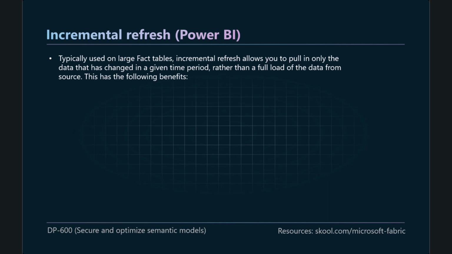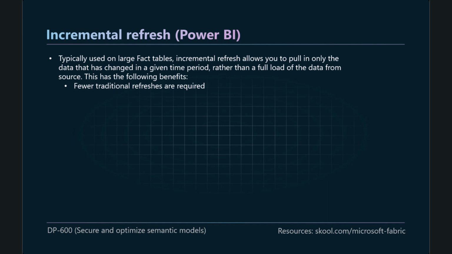And typically this is used on large fact tables, because incremental refresh allows you to pull in only the data that has changed within a given range. So perhaps in the last 24 hours or the last hour, you might only want to bring in the new data that's changed within that period, rather than loading in all the data that's in that source database. And obviously that's going to have many different benefits if we can do this incrementally rather than all in one.